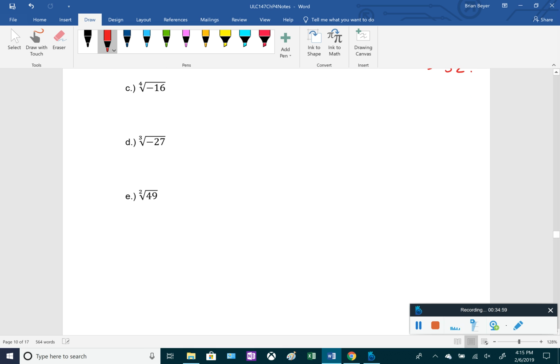Okay, and let's do the fourth root of negative 16. So once again, we see a negative radicand, so let's go to that index. That is even this time. Since that is even, that means there are going to be no real answers. It's going to be imaginary.